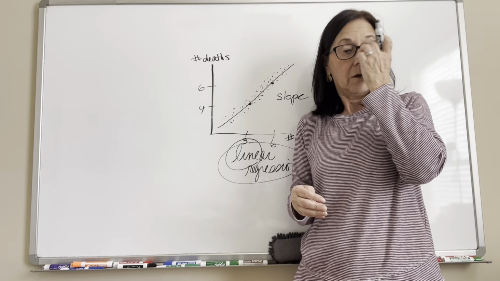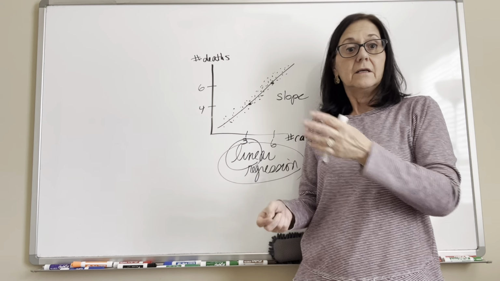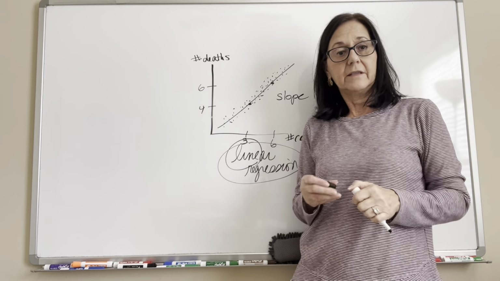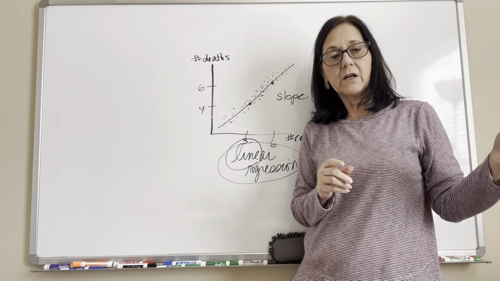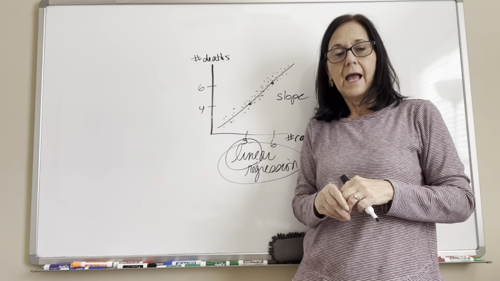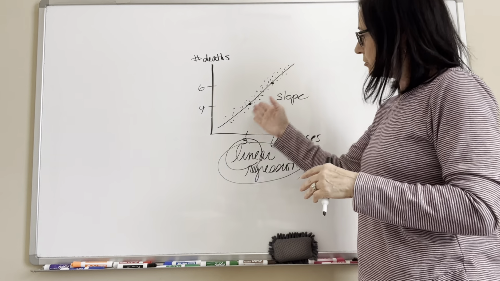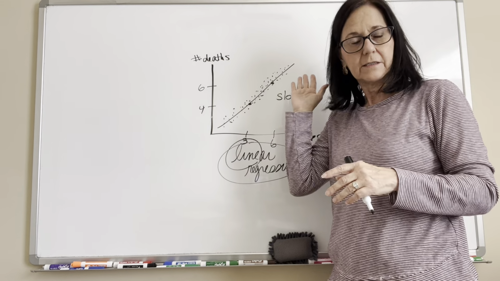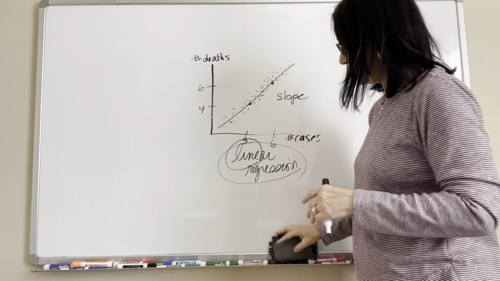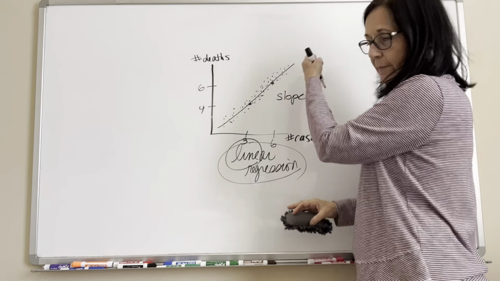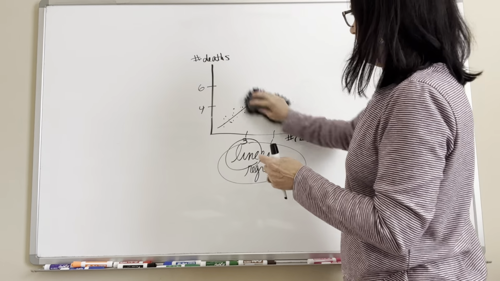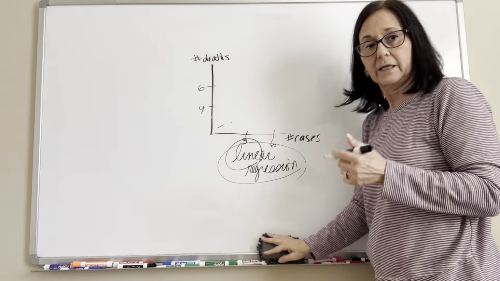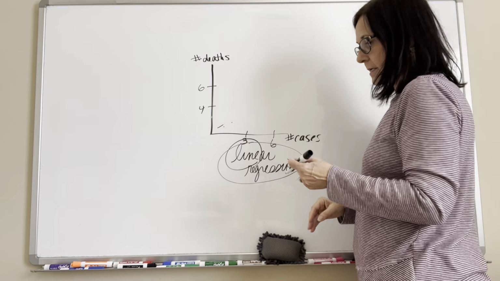Now, we will not be doing this in these types of problems in Algebra 2 because we're going to focus in on it in pre-calculus. However, it's just looking at the data points to see if a relationship exists. So that would be a positive, a direct relationship.